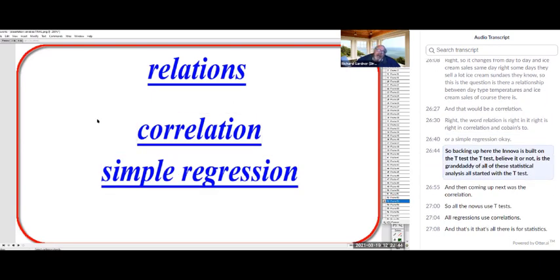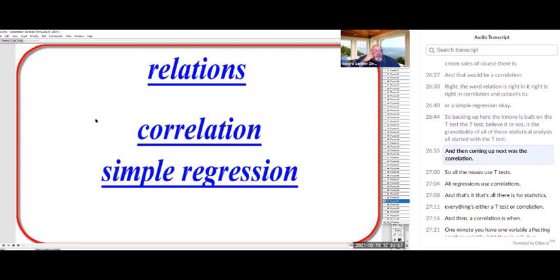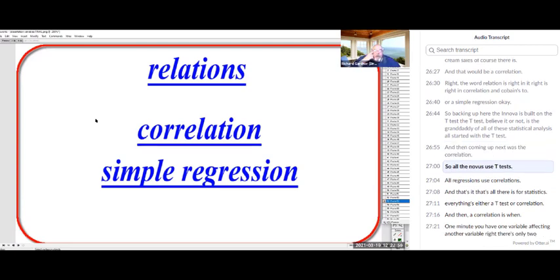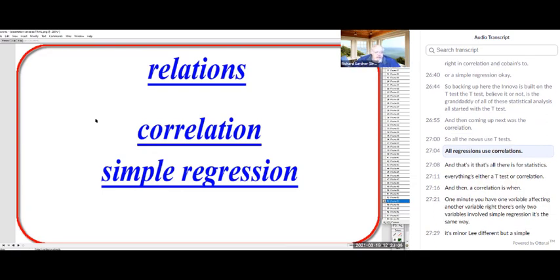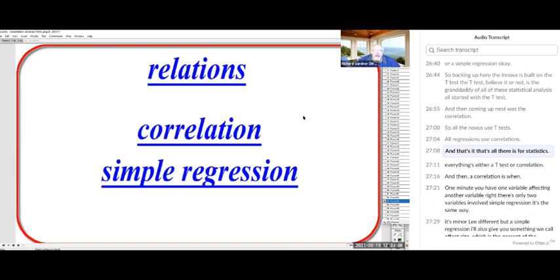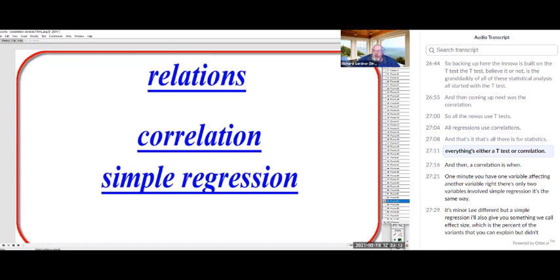So backing up here, the ANOVA is built on the t-test. The t-test, believe it or not, is the granddaddy of all of these statistical analyses. All started with the t-test. And then coming up next was the correlation. So all the ANOVAs use t-tests. All regressions use correlations. And that's it. That's all there is for statistics. Everything's either a t-test or a correlation.